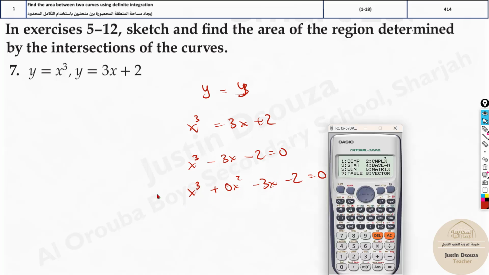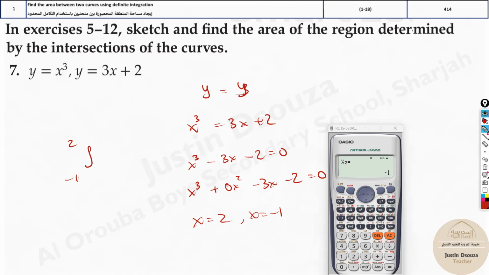Now let's use a calculator to solve this cubic function. That is mode 5 and 4 for cubic. So it's 1, 0, -3, and lastly we have -2. The answers are 2 and -1. So the limits over here, x is equal to 2, x is equal to -1. So they are the limits, -1 and 2.